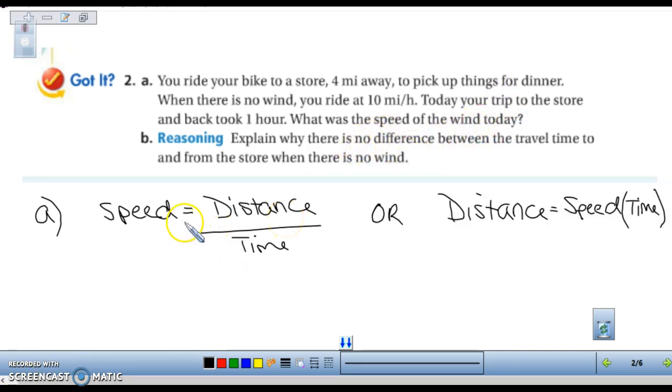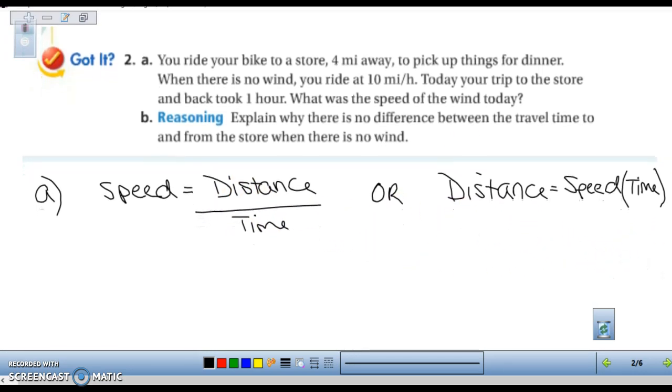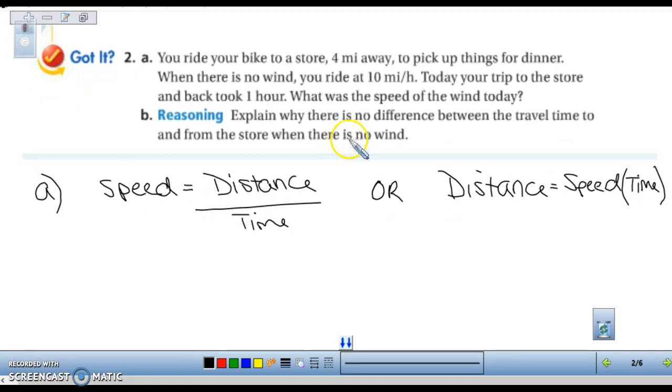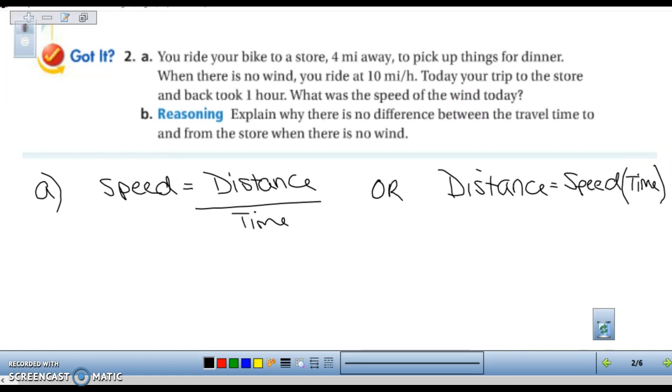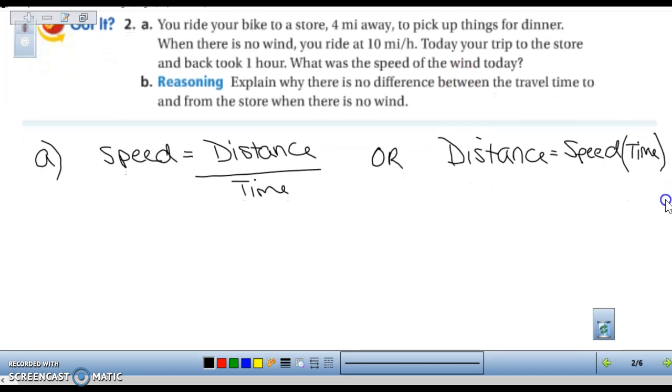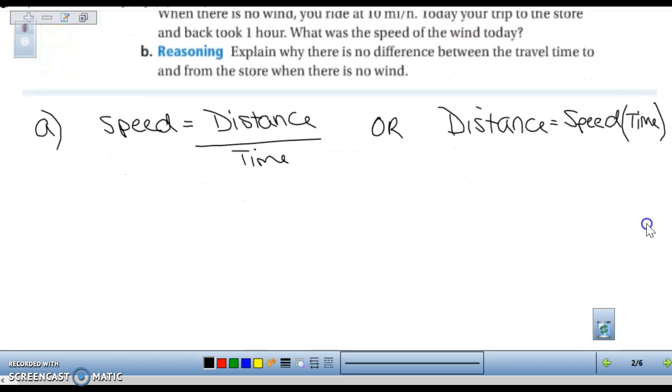So one thing that we need in order to solve this equation is that speed equals distance divided by time, or distance is speed times time. So when there's wind, it's either going to add to your speed or it's going to take away from your speed. Here we're talking about a round trip to the store. So we don't know if the wind added to the speed on the way to the store and took away on the way back, but we know it affected their trip.